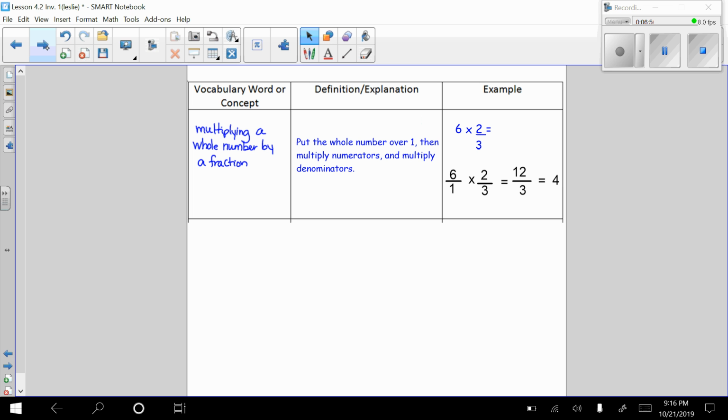Again, here is our rule for multiplying a fraction by a whole number. Put the whole number over 1 and multiply as normal. And don't forget to simplify. So 6 times 2/3 would be written as 6 over 1 times 2/3 to give you 12 over 3, and simplified to 4.